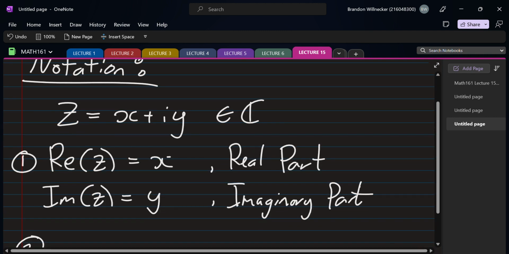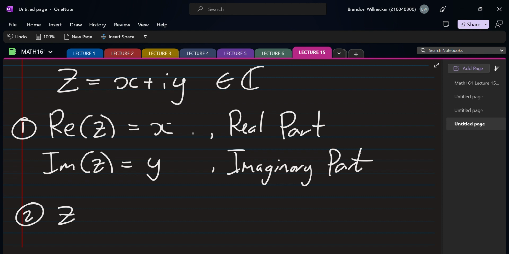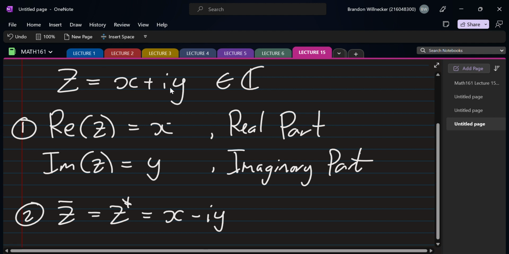Number 2 is complex conjugation. So z is equal to x plus iy. We write the complex conjugate as z bar or z star. You can use either of them, that's fine. And this is equal to x minus iy. So before we had plus iy, if we replace i with minus i, we now get x minus iy. We call this the complex conjugate.